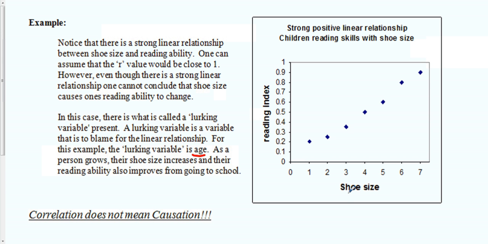So it wasn't really that their shoe size affected their reading index, it was that their age affected both of those. So correlation does not mean causation. Just because these look like they're going up, that doesn't mean your shoe size caused you to have a better reading ability. Correlation does not mean causation.